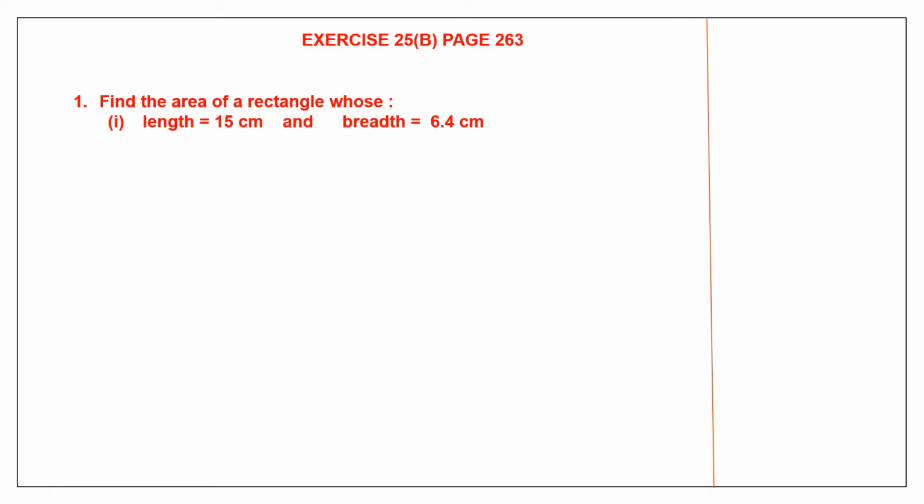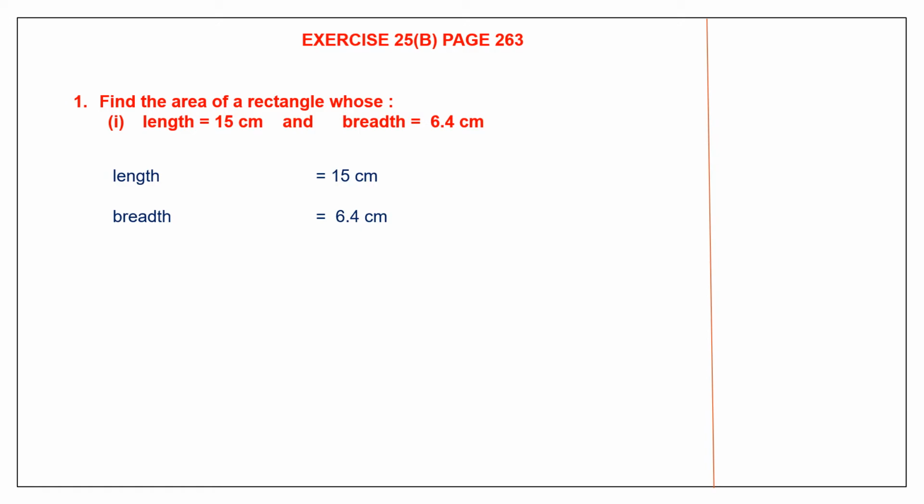Page number 263. Question 1. Find the area of a rectangle whose length is given to us and breadth is given to us. Now we're going to find area in this exercise. So let's begin with what is given to us. Length is given to us as 15 centimeters. Breadth is given 6.4 centimeters.